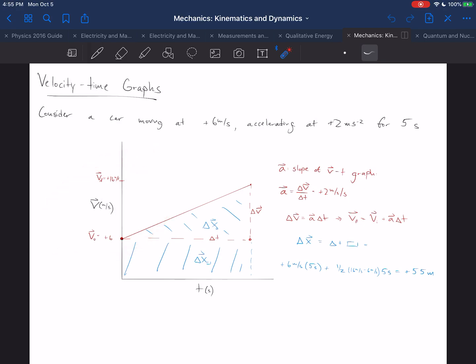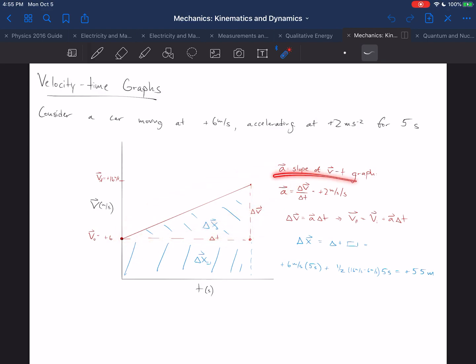So here, our object starts at positive 6 meters per second and accelerates to positive 16 meters per second. And in that time, undergoes a change in velocity of delta v, given by this particular distance, over a time interval delta t. Notice that the acceleration is, in this case, the change in the velocity over the change in time, so this quantity divided by this one, or the slope of the velocity time graph.